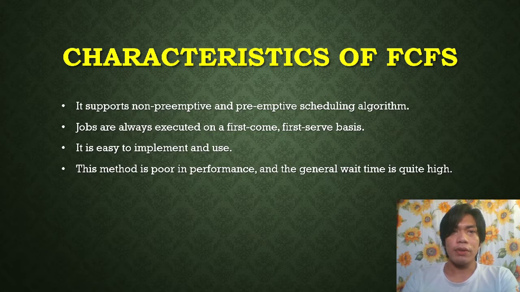Jobs are always executed on a first come, first serve basis. It is easy to implement and use. However, this method is poor in performance and the general waiting time is quite high. Turnaround time, waiting time and response time are high. A process with the longest burst time can monopolize the CPU, even if other processes' burst time is too short. Hence, throughput is low.